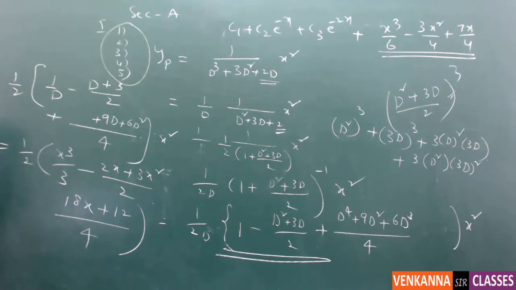Fine. So is this approach clear to all now? Whenever x square, x cube is there, how to solve? Right. So let me take the other model.